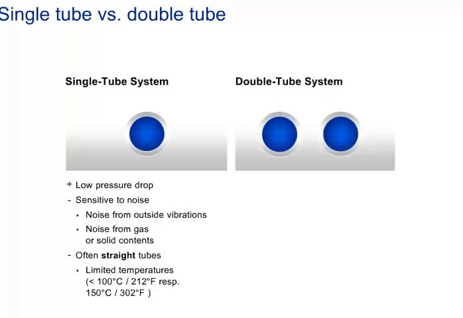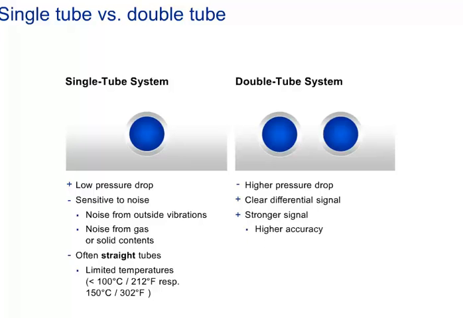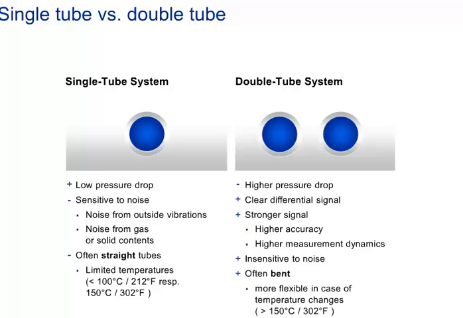The features of a double tube system are a higher pressure drop than single tube designs, enhanced signal generation, and extremely high signal-to-noise ratio, which results in a higher accuracy level, and higher measurement dynamics, turn-down ratio. Insensitivity to noise, including noise from outside vibrations and noise from gas or solid contents. The tubes are often bent and are therefore much more flexible in case of temperature changes above 150 degrees.